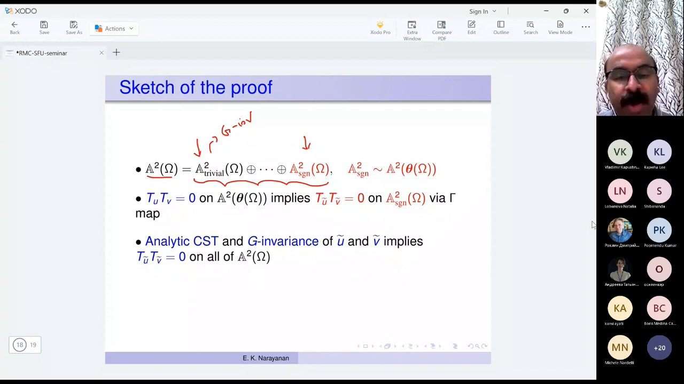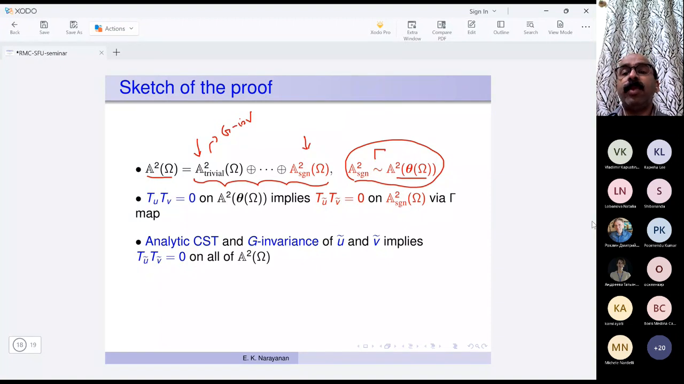Sign representation was defined, so this was the determinant G inverse essentially. And you look at that part, which by Gargi-Ghosh's result can be unitarily identified with A2 theta omega, our object of interest, via the map gamma, right? You take something in A2 of theta omega and you multiply it with the complex Jacobian, right? That is the map, that is gamma inverse, if you like, or gamma.